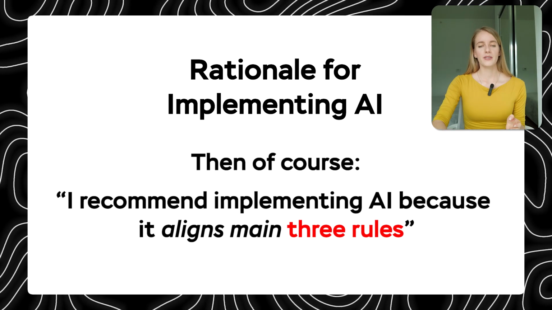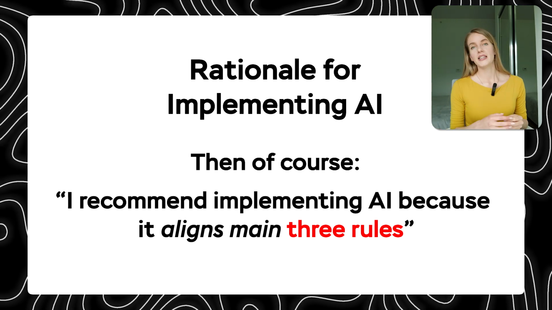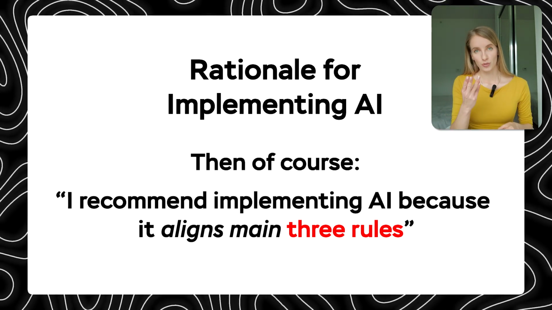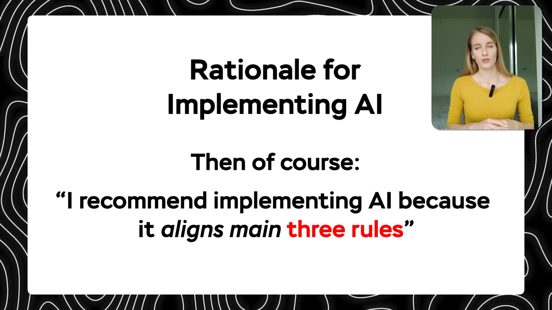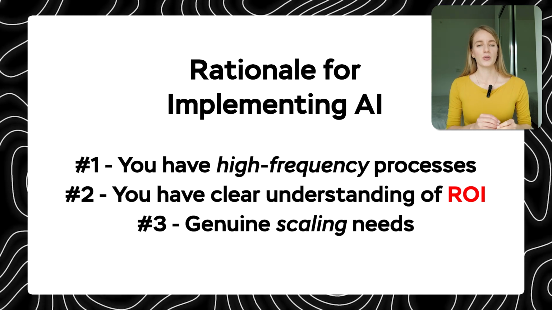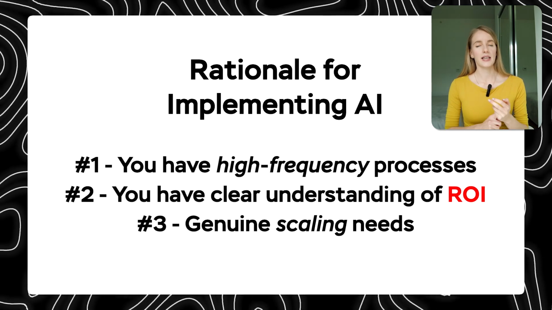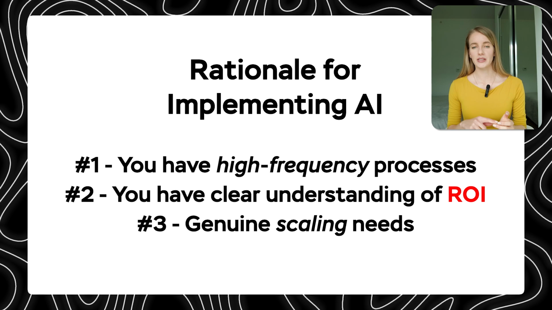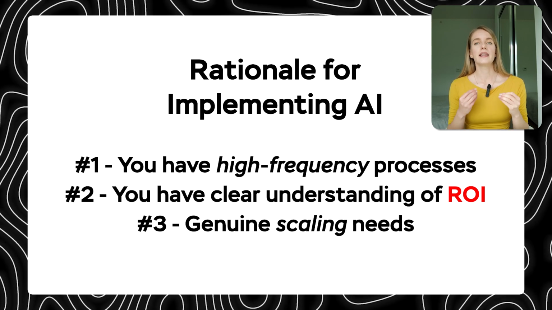Then of course, I recommend implementing AI because it aligns with the main 3 rules. And these are the main 3 rules. You have high frequency processes. You have a clear understanding of your return on investment and genuine scaling needs, because you know that right now you would like to scale your business, and this is the bottleneck of the scale. If this could be done better or handle more volume, then of course your business will grow.